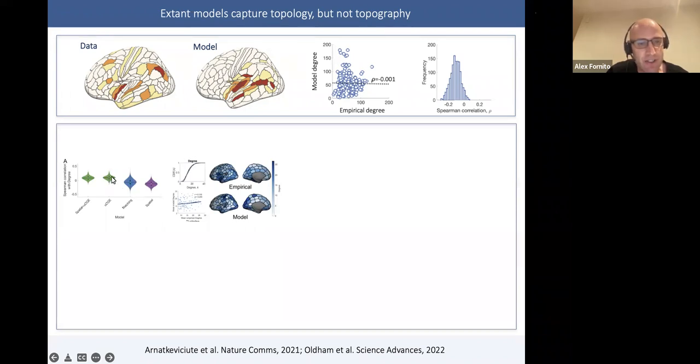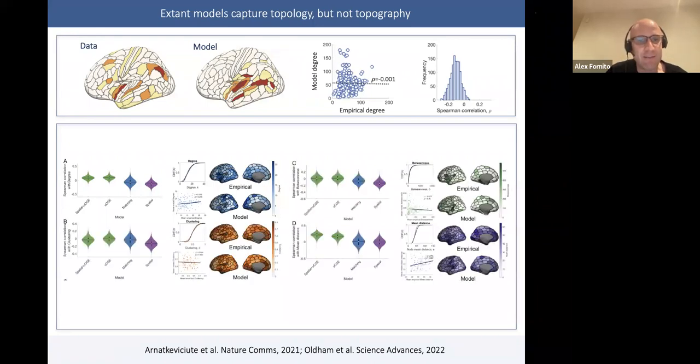You can see we are doing better, but the mode is still only at a correlation of 0.1, and we rarely get a correlation exceeding 0.3. So telling us there's more work to be done. And that's the same if we look at other properties such as clustering, betweenness, and edge length distributions.